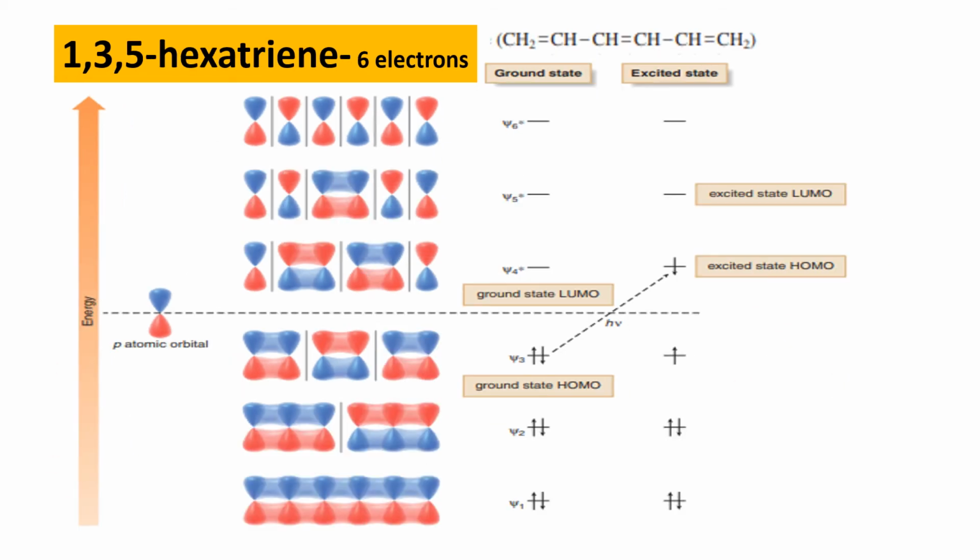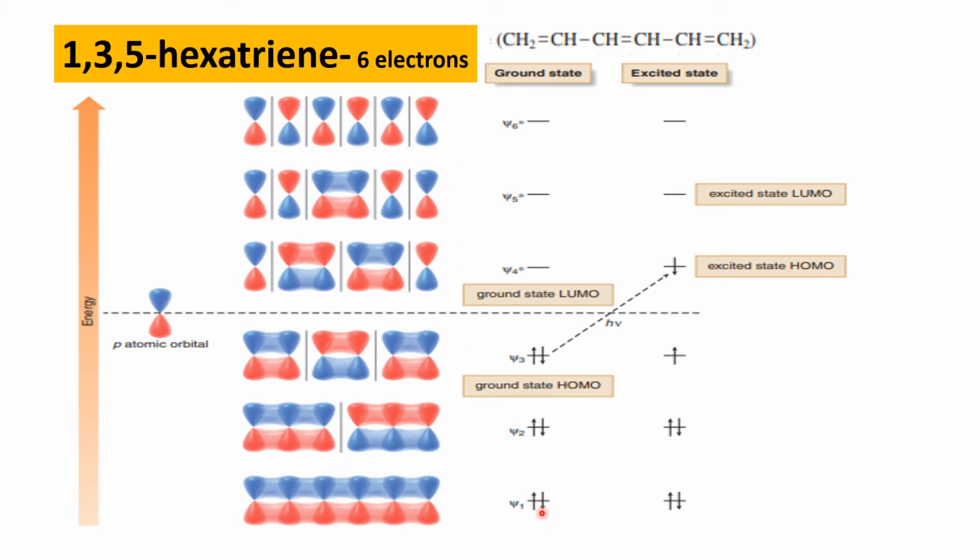Okay, let us see 1,3,5-hexatriene. In this case 6 electrons are there, 2, 4, 6 electrons. 6 carbon atoms, so 6 levels are there. As I said earlier, the first level is always completely overlapped, same phase. And in the second level 1 node, third level 2 nodes, fourth level 3 nodes, fifth level 4 nodes, sixth level 5 nodes. So one less node will be there according to the levels. See, the first 3 are bonding molecular orbitals and the next 3 are anti-bonding molecular orbitals.